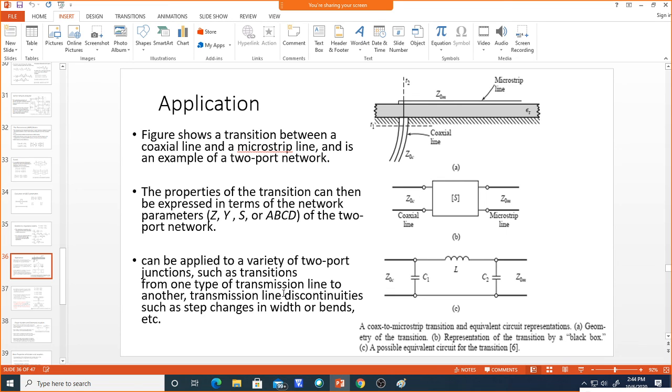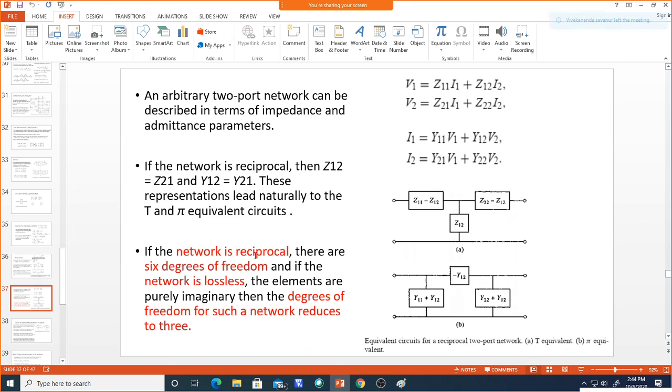Say, for example, there is a discontinuity in the width of the microstrip junctions, or any transition in the height of the transmission line or the height of the junctions. There, this will be very useful and it can be applied. So that is the importance of this microwave network, in terms of the parameters, that is S parameters or ABCD parameters or any other parameters.